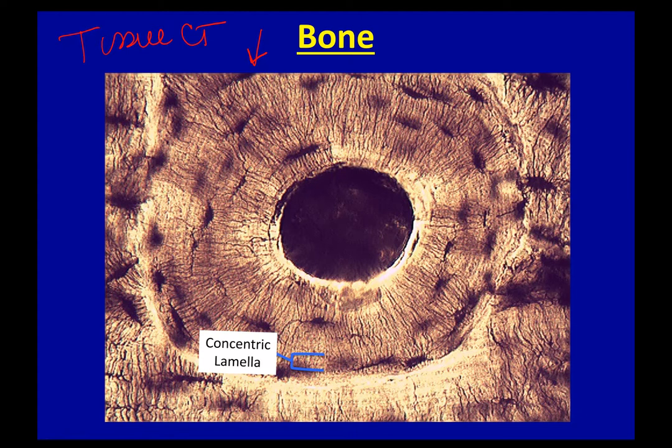So this looks like a bullseye, right? You've got the center circle, and then you've got these concentric rings around it. Each one of these concentric rings is called a concentric lamella. So each one of these rings, all the way around, the entire lifesaver, is a concentric lamella. Okay?